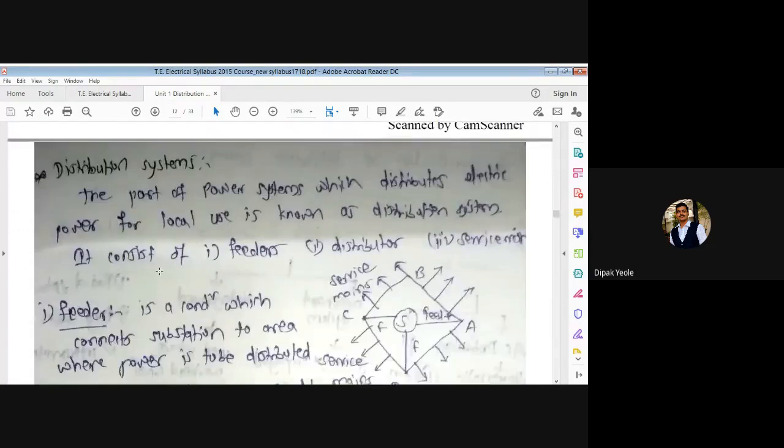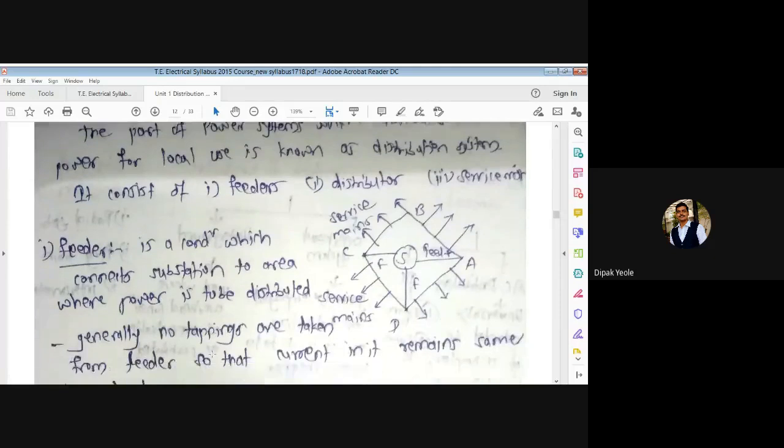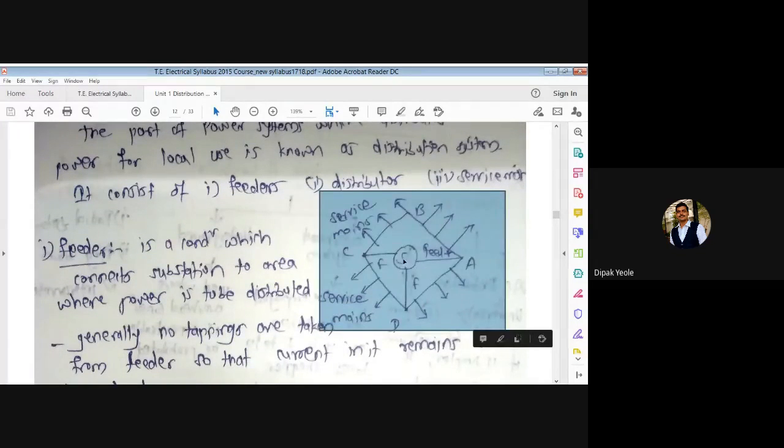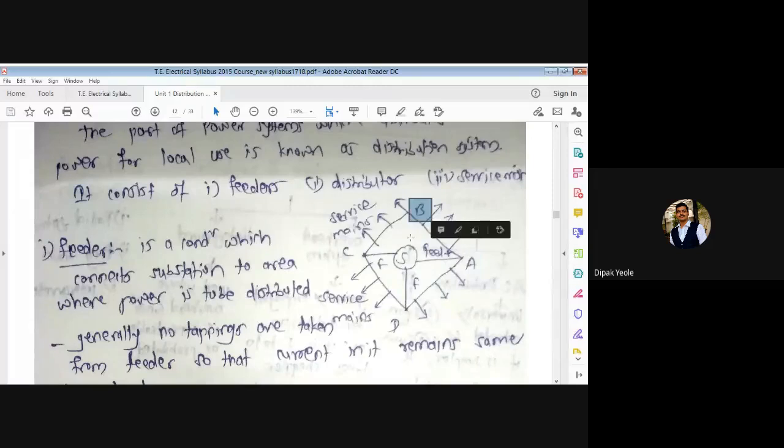Now the next concept is the distribution system. So in a 2 minute, I'm going to explain you this concept. So this is a simple diagram. You have to write or you have to draw the substation S. You have to use the area A, B, C, D. Try to connect the area and substation together, which forms the feeder.